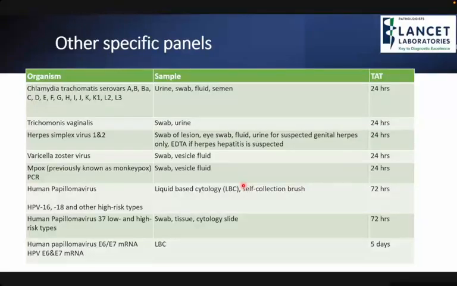We have a panel that tests for high risk human papilloma viruses, so 16 and 18, and other high risk types. And then we have a human papilloma virus PCR that tests for 37 low and high risk types. These are usually the ones that we will recommend for males, if they are worried about infection with HPV. But for females, we usually recommend that you do HPV 16 and 18.